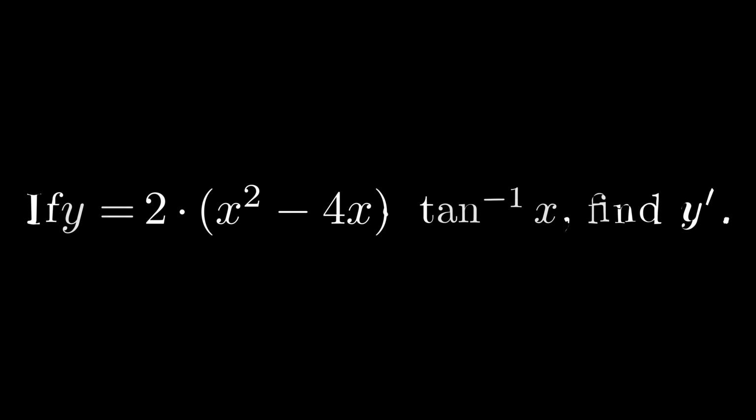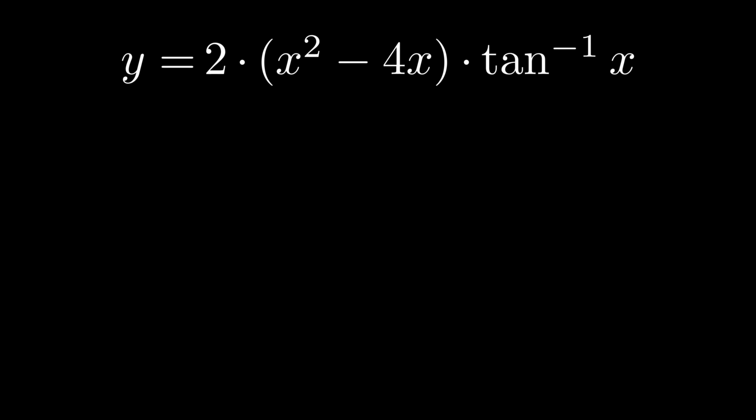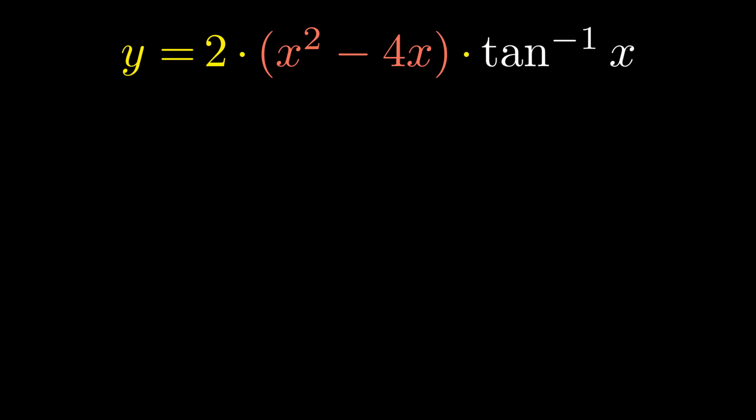Let's review some common mistakes that past students have made when applying the product rule, in the hope that we don't fall victim to their past pitfalls. We're going to consider these common mistakes with the example 2 times x squared minus 4x times inverse tangent.